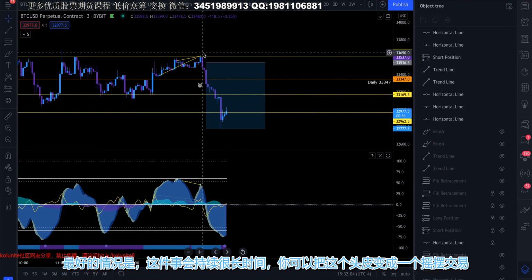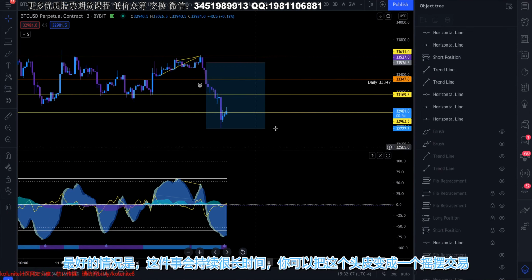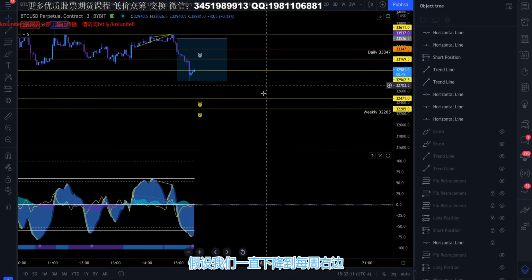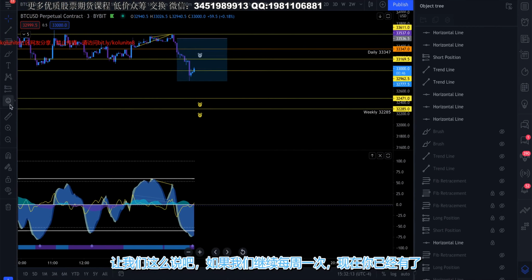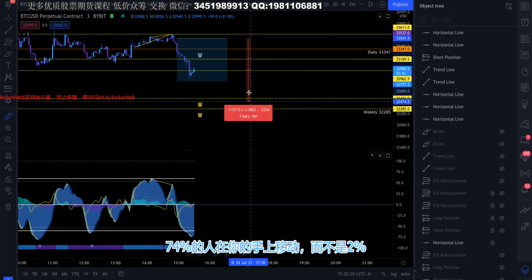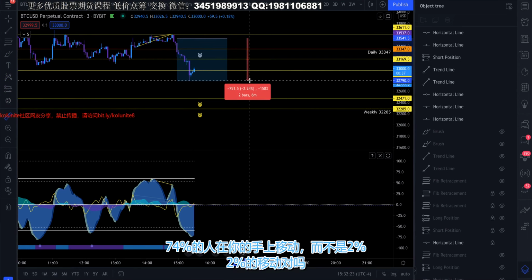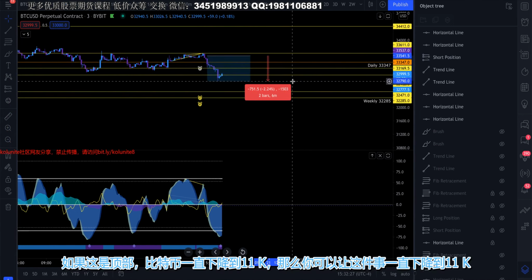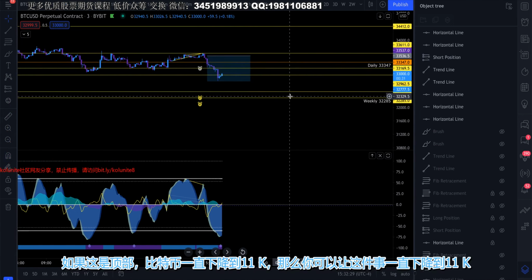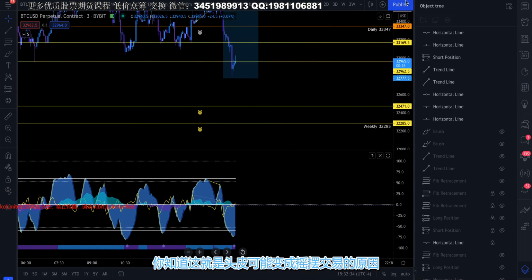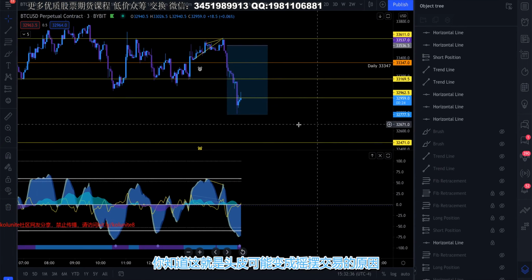And best case scenario, this thing keeps going down for a long time and you could turn this scalp into a swing trade. Let's say we keep coming down to the weekly. Well, now you've got a nice 3.74% move on your hands instead of a 2.2% move, right? What if this was the top and Bitcoin keeps going down to like 11K? Well, then you could have just let this thing ride all the way down to 11K. And that's how a scalp could potentially turn into a swing trade.